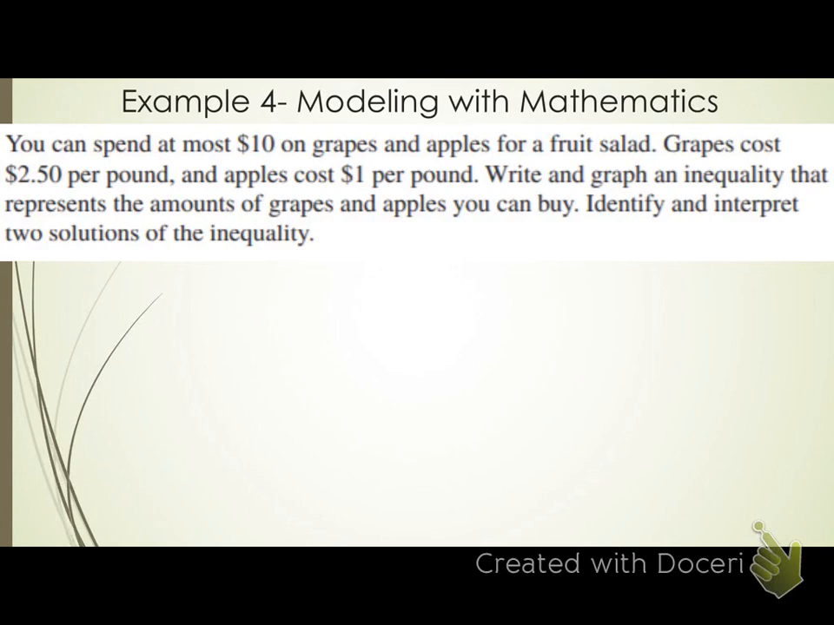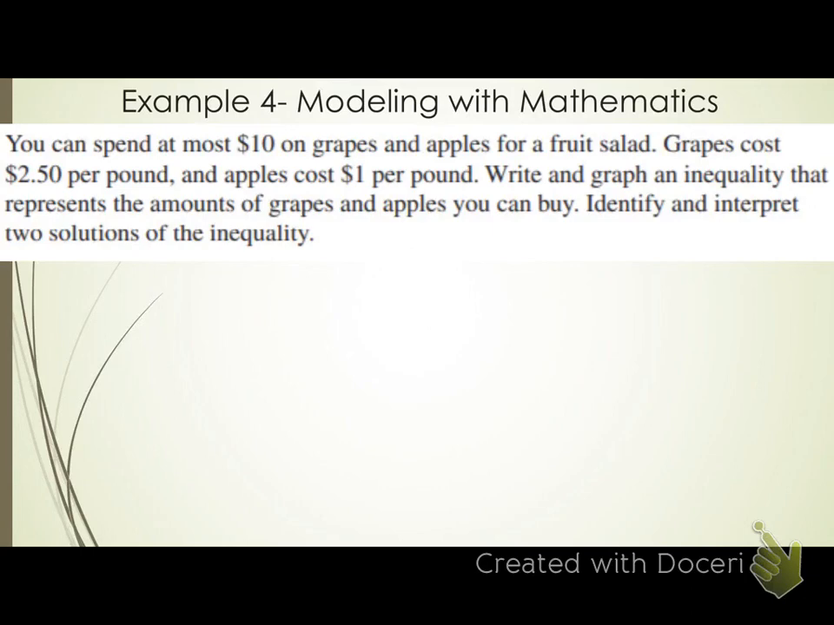You can spend at most $10 on grapes and apples for a fruit salad. Grapes cost $2.50 per pound, and apples cost $1 per pound. Write and graph an inequality that represents the amount of grapes and apples you can buy. Identify and interpret two solutions of the inequality. So first, we've got to come up with our inequality based on all our information given.